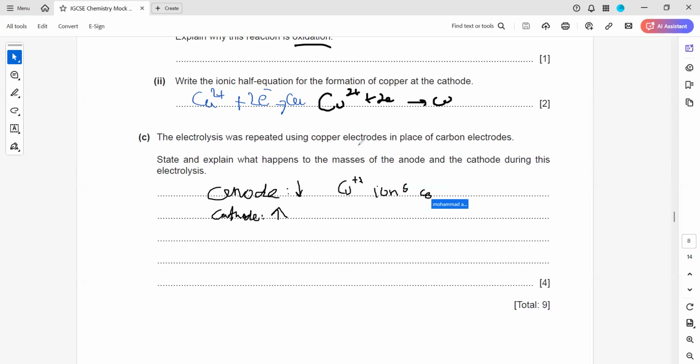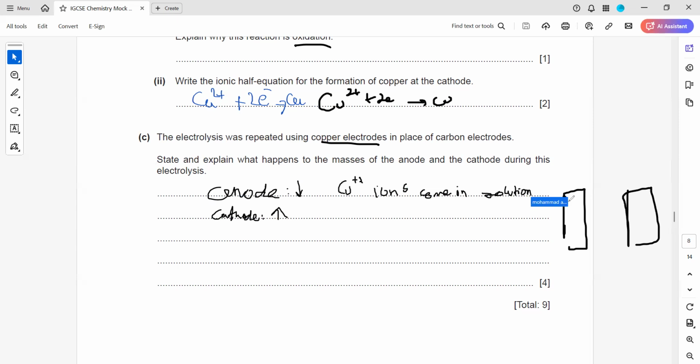So electrolysis was repeated using copper electrodes in place of the carbon. So we are using a copper electrode. Explain what happened to the masses of the anode and the cathode. So this is made up of copper. This is also made up of copper. The electrolyte is copper sulfate.